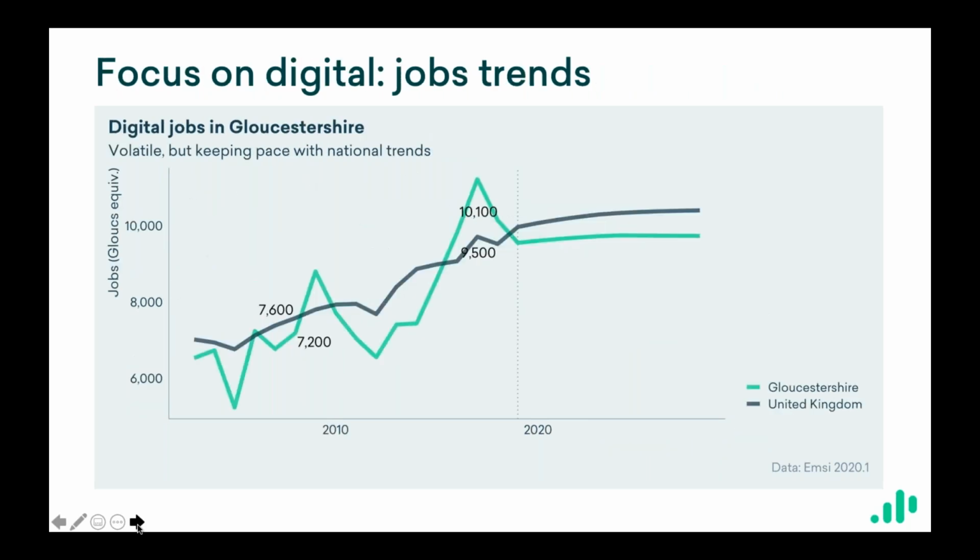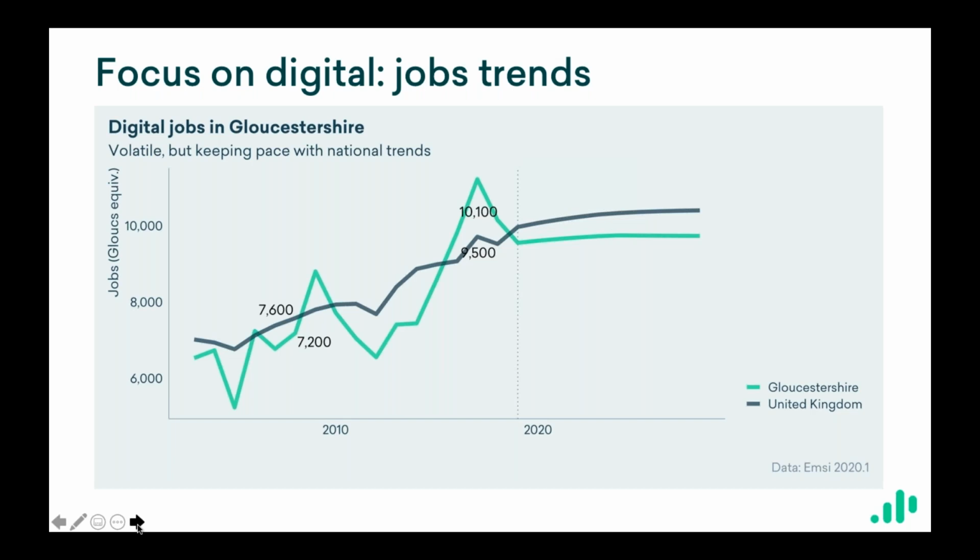So the first thing we want to look at is just job trends over time. And so the green line here is Gloucestershire's jobs, and the dark blue line there is the UK job total from 2003 projected out to 2028. This is our newest data that will be arriving in our tools very shortly. And the UK job number is made so it's equivalent to the size of the Gloucestershire labour market, so it's more comparable.